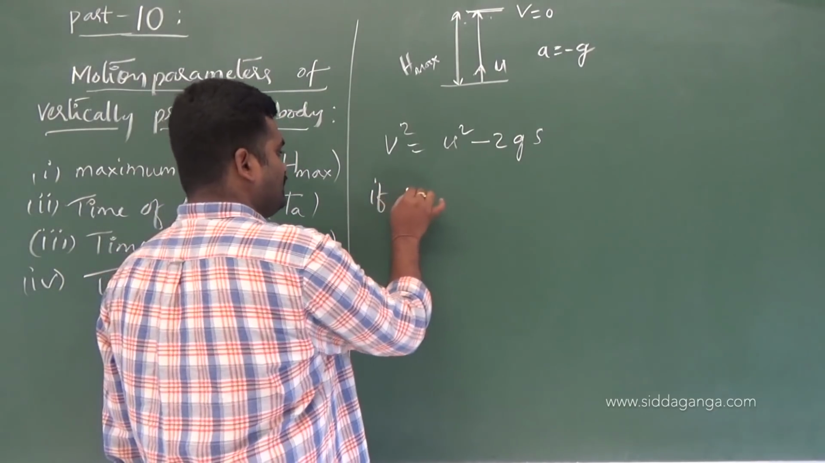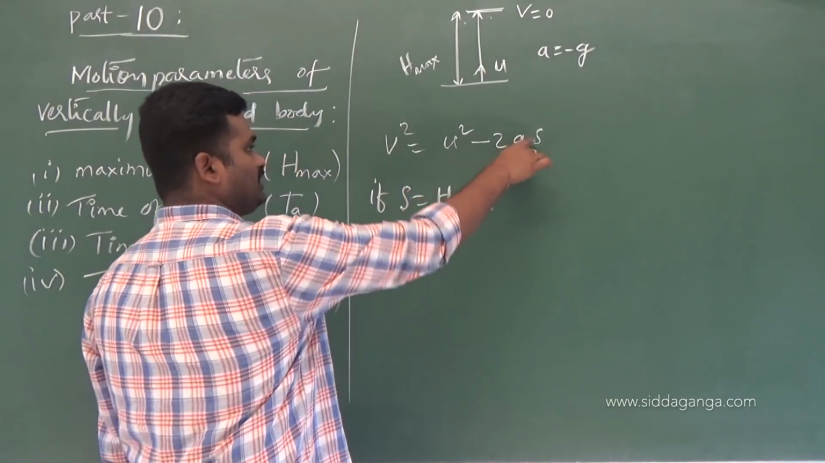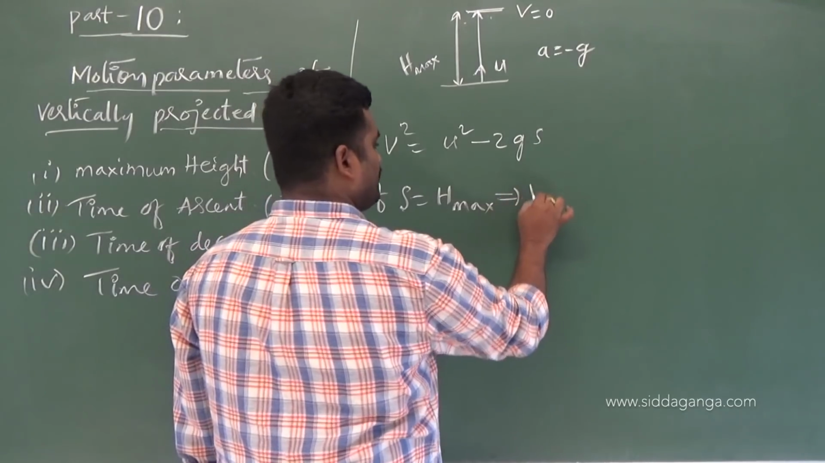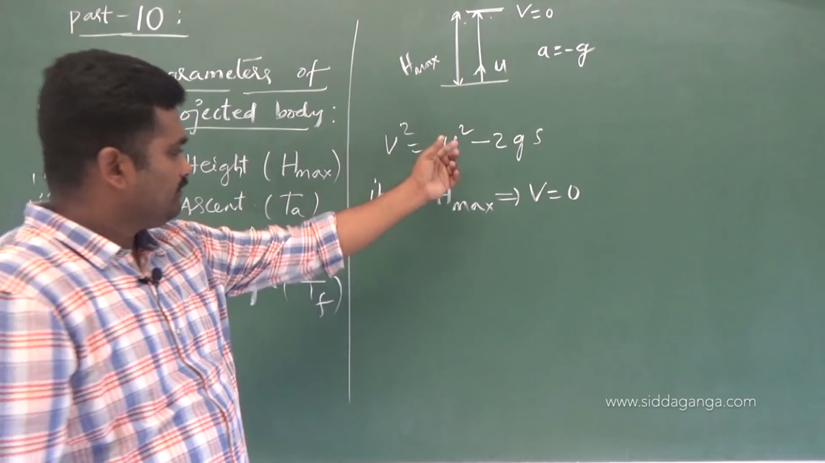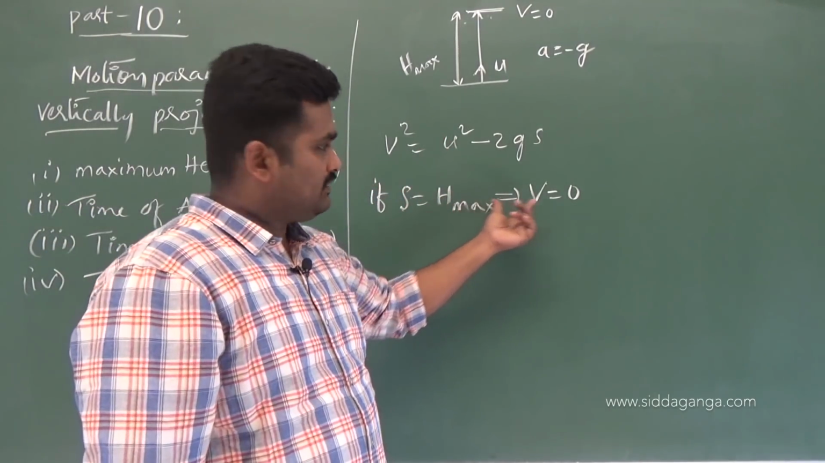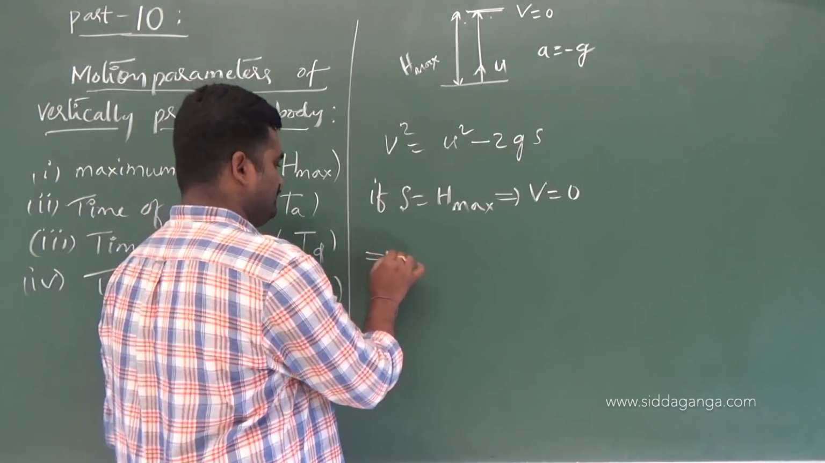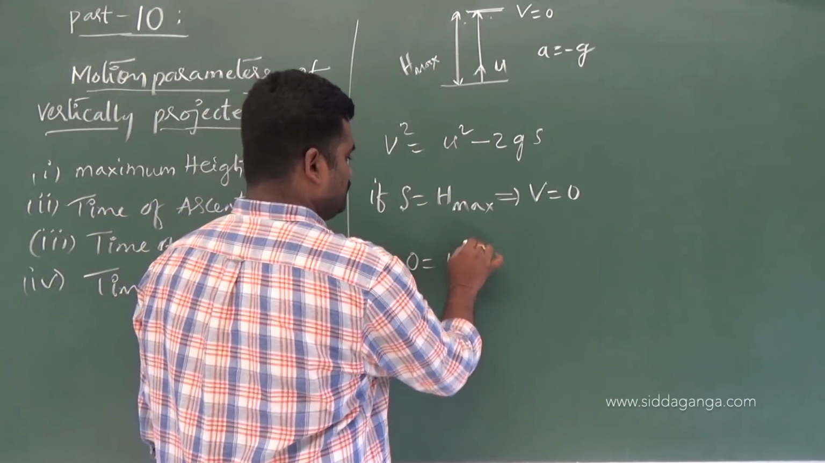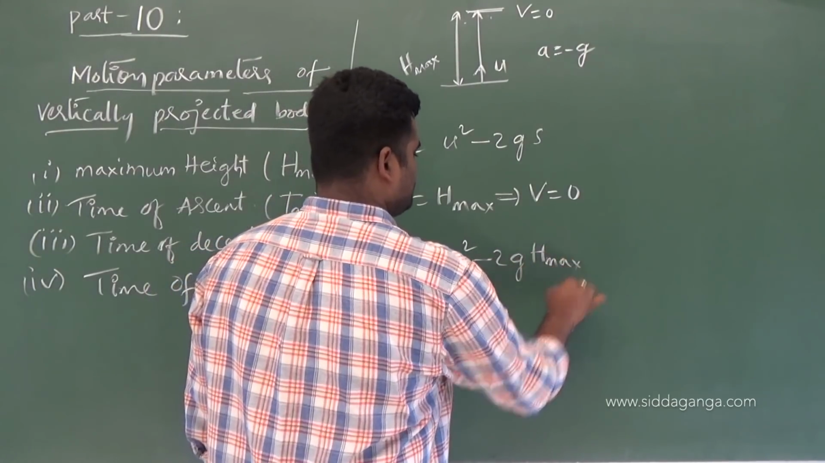If s equals H maximum, this displacement is H maximum, then what happens to the final velocity? It becomes 0. This is a condition we have to apply there. When s equals H maximum, the value of v will become 0. Substitute these two values here. What will you get? 0 equals u square minus 2 into g into, in place of s, we need to write H maximum.